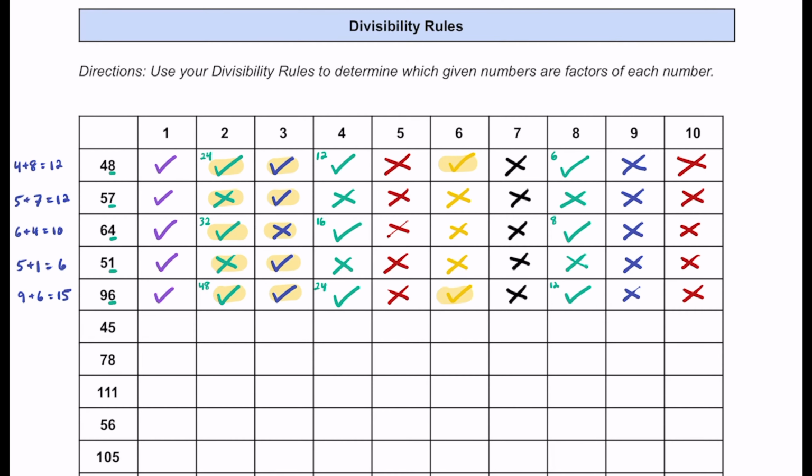For 45, that is divisible by 1. Okay, does it end in a 5 or a 0? Well, it ends in a 5, so finally this 5 gets 1, okay? But it doesn't end in 0, so 10 still has no luck here.